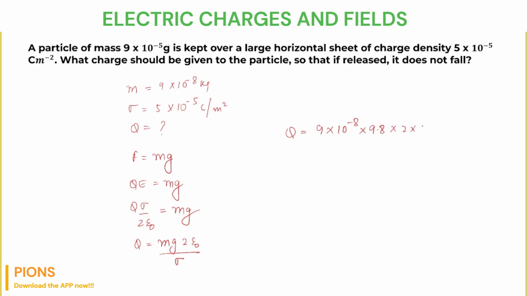2 into 8.854 into 10 to the power minus 12. You can take it as 10, it doesn't make any difference. Whole divided by sigma, which is 5 into 10 to the power minus 5. And if you simplify this, I'll just directly write the value. It will be nearly 3.12 into 10 to the power minus 13 Coulomb. That's our correct answer. Fine, we'll move to the next one.